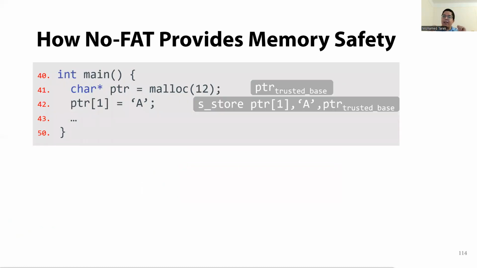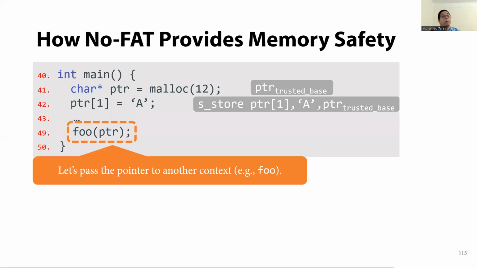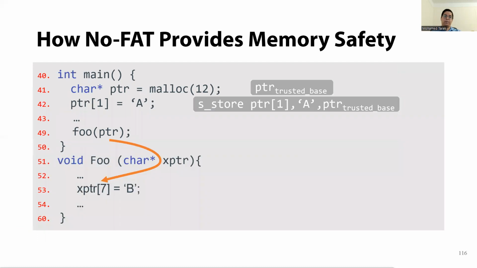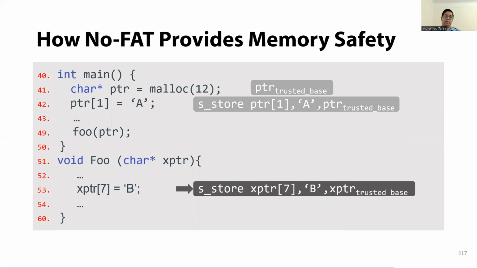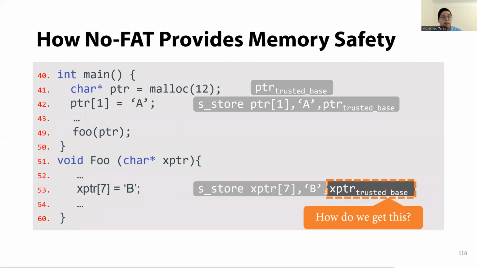Now let's try to make the example a bit more complicated. We will take the pointer and pass it to another function foo via a direct call as shown in line number 49. Inside foo, we will write some value p to the x pointer of 7 as shown in line number 53. So similar to the main function, the store instruction from line 53 should use a trusted base as the operand. The question is, how can we get x pointer trusted base? Well, we can pass it explicitly as a second argument to foo, but this solution will change the function signature and break binary compatibility.